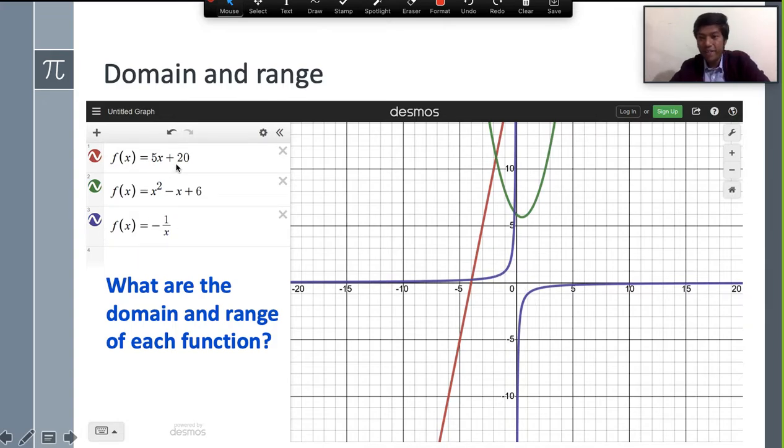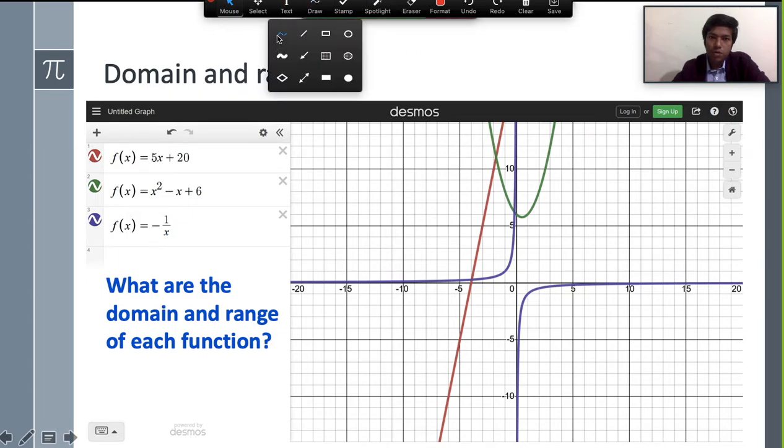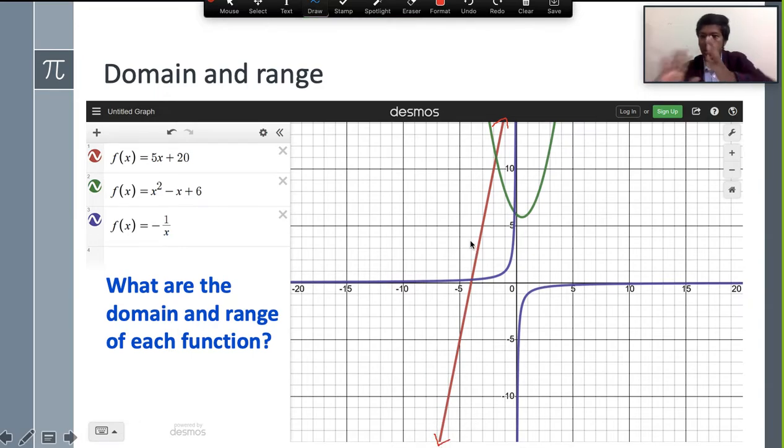So what are the domain and range of this one? We can just look at the graph, and this graph goes this way forever and this way forever. So basically the domain spreads on both sides. So the domain will be all real numbers. The range is also all real numbers, because x and y values will keep coming for this one.